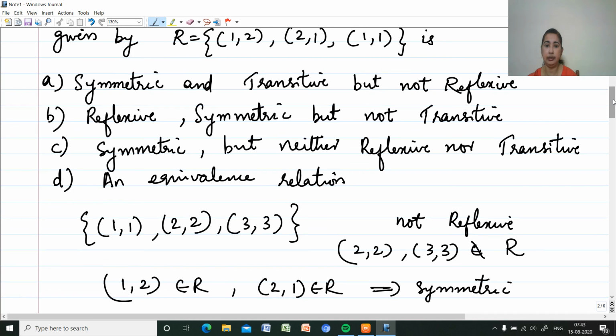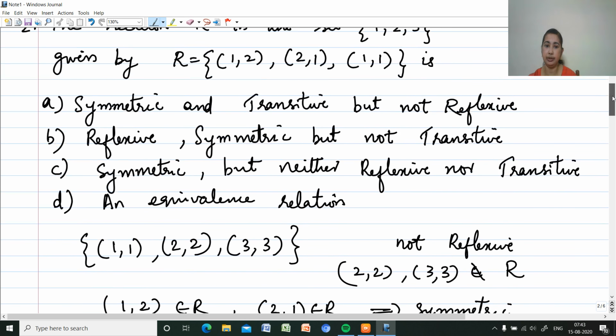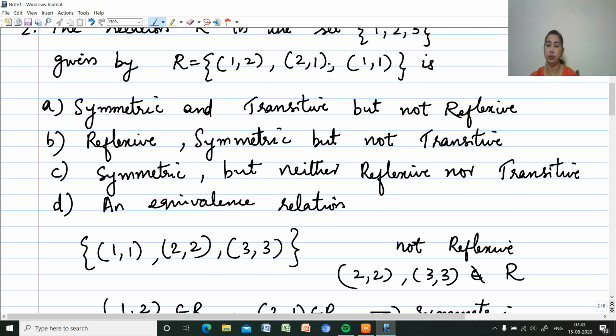And then the third one is to check whether it is transitive. Here (1, 2) is there, (2, 1) is there. If (a, b) is an element of R, (b, c) is an element of R, and also (a, c), that means (1, 1) is also an element of R. That means it is symmetric and transitive but not reflexive. So the first option is true.